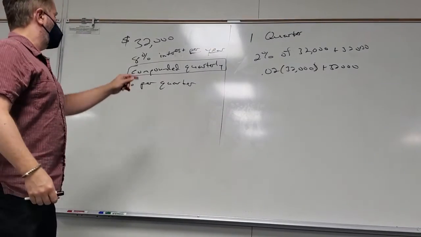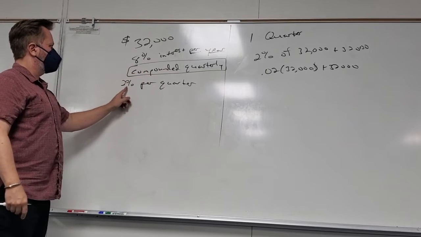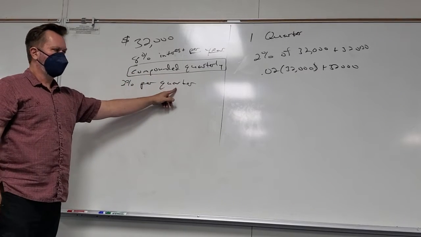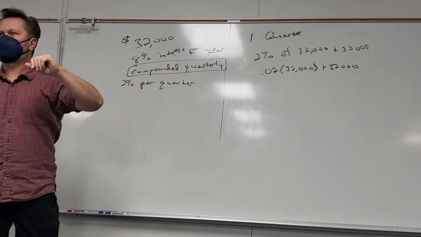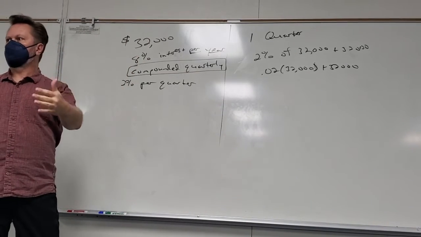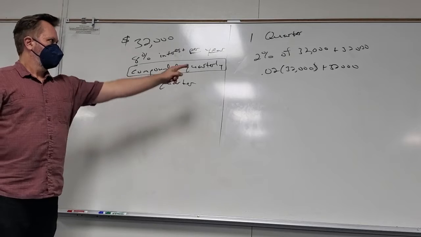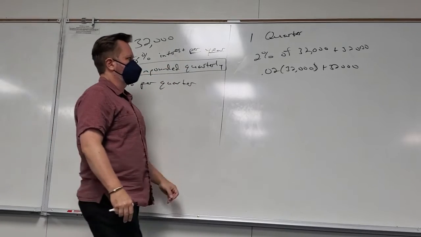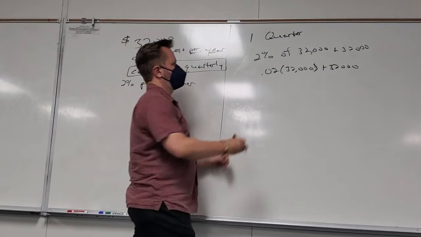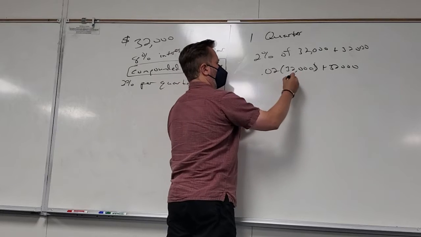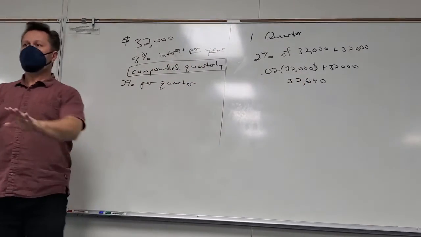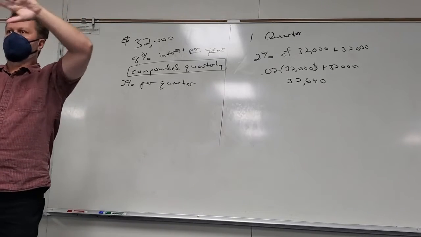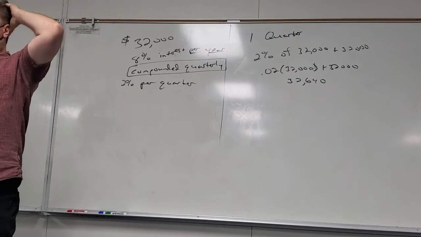If it's 8% a year, that means it's 2% every quarter. So if I let one quarter, 3 months, go by, how much money will be in my account then? 2% of that is 640, plus 32,000 is 32,640. Stay with me now. This is going to look gross, and then I'll give you a shortcut.